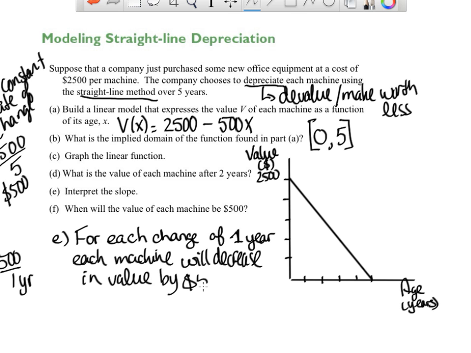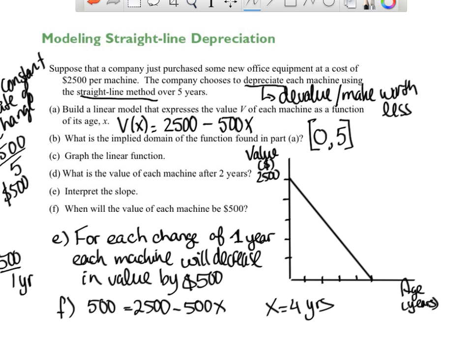by $500. And when will the value of each machine be $500? And you can probably see this sort of without having to do it, but they basically want you to solve this. And hopefully, when you guys do that, you get 4 years. Okay, one example.